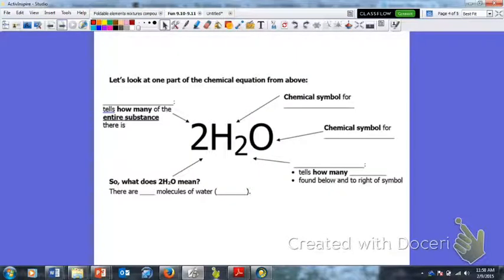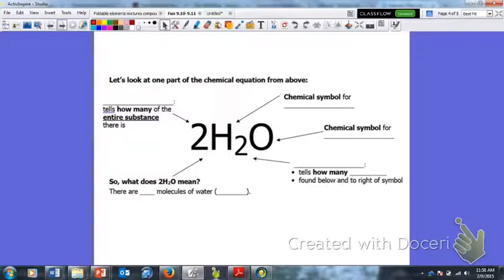Okay, we really need to understand the parts to a chemical equation as far as the reactants and the products, but when we look at those numbers, when we look at the element symbols, whether they're by themselves or together, those are really, really important things as well. So we're going to look at just one part of that chemical reaction and chemical equation from the front side of the paper. We're going to look at the chemical formula of H2O.